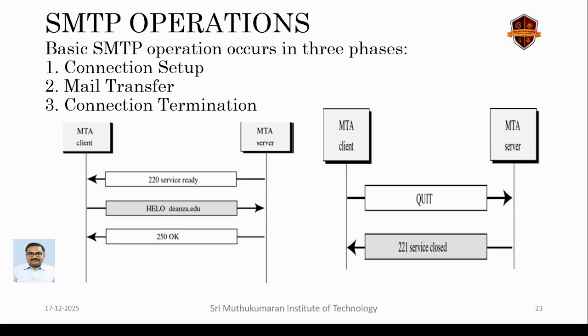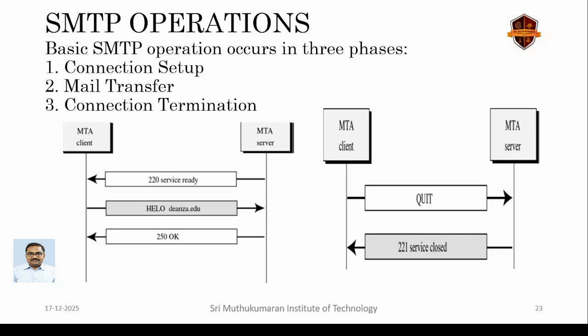Now we can see the SMTP operations. The first one is connection setup, second one is mail transfer, then third one is connection termination. So these three phases occur regularly. So first one is connection setup. So you can see here we have this MTA client and MTA server.